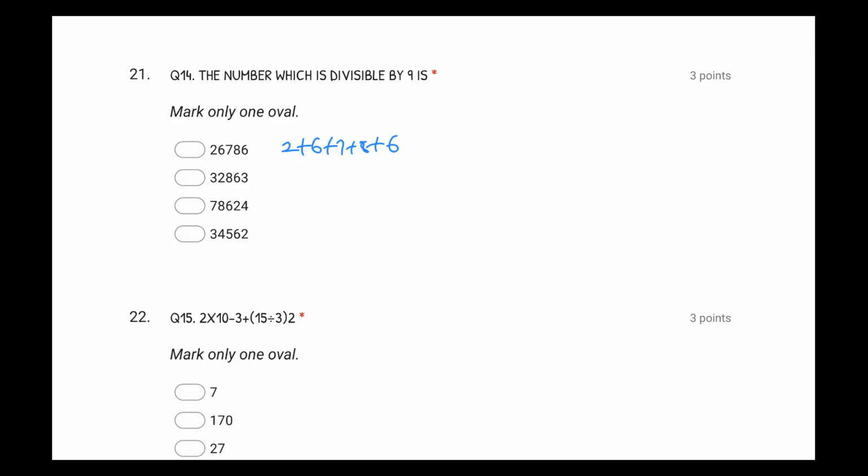Suppose 2 plus 6, 8, 8 plus 7, 15, 15 plus 8, 23, 23 plus 6, 29. It is not divisible. Then 3 plus 2, 5, 5 plus 8, 13, 13 plus 6, 19, 19 plus 3, 22. It's not divisible. Then 7 plus 8, 15, 15 plus 6, 21, 21 plus 2, 23, 23 plus 4, 27. 27 will come in the 9 table. Means the answer is 27.